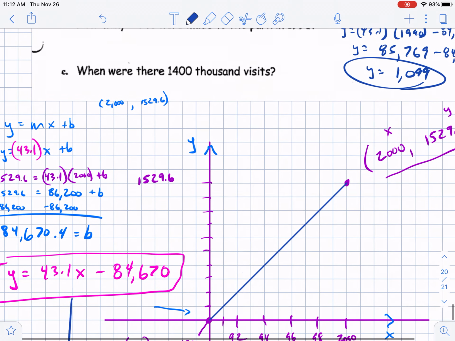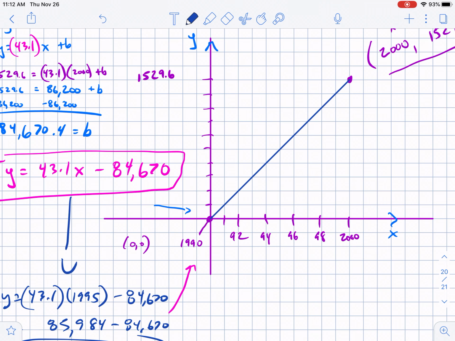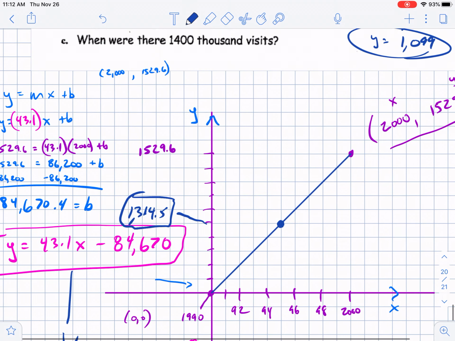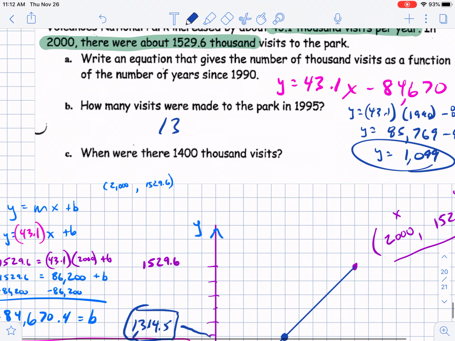And folks, that actually sounds right. 1995, so 1, 2, 3, 4, 5, right there. That means this right here is 1314.5. That's your answer. 1314.5.